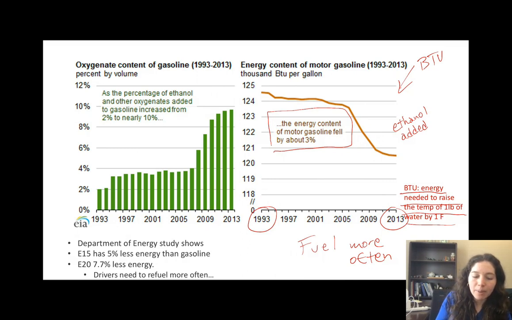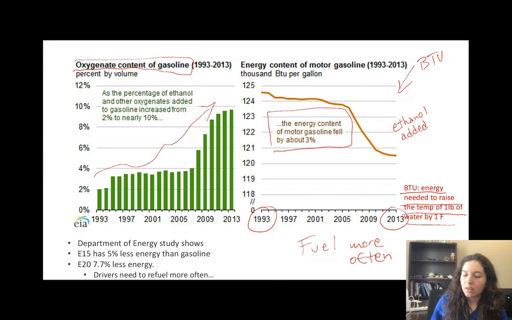And we can see that by the oxygenate content going up in response, okay? So that also tells us ethanol was added. And as we know, when we add oxygen to our fuel, it is less efficient. It has less energy in it. So drivers need to refuel more often because of this change in the chemicals inside of the fuel source that we're using.